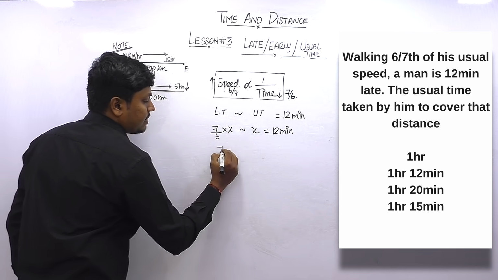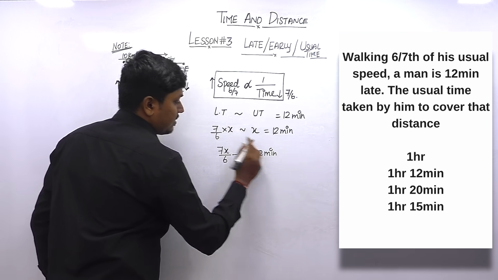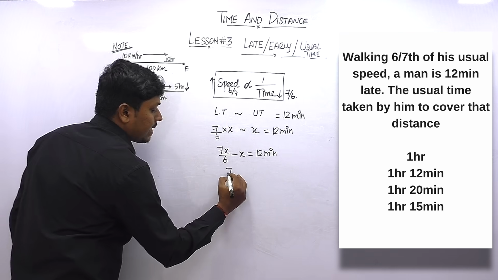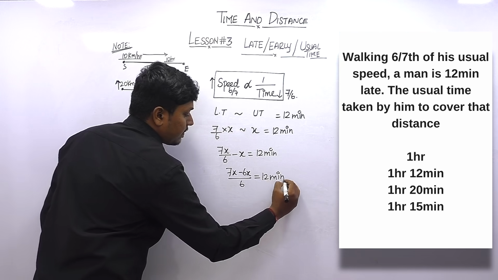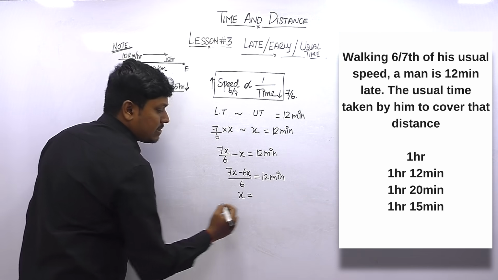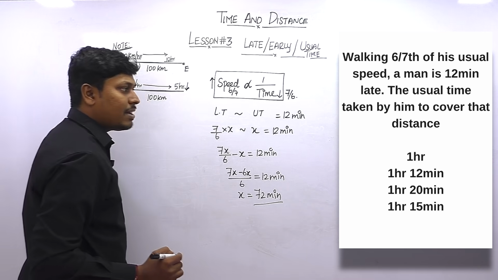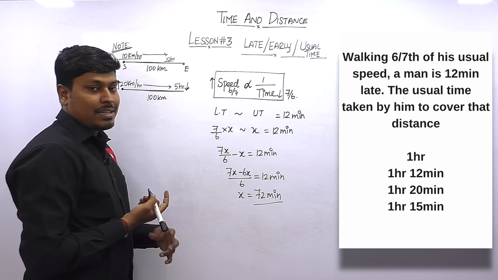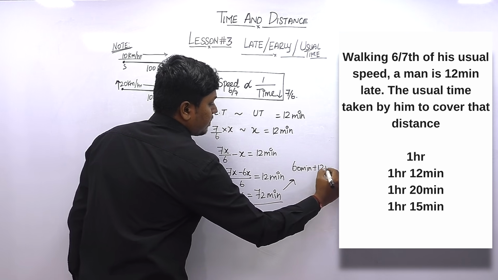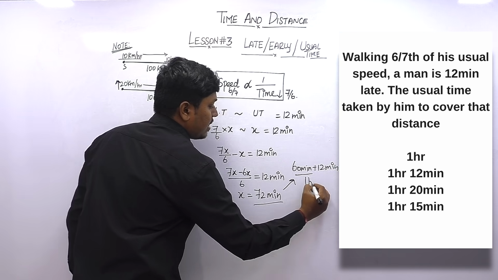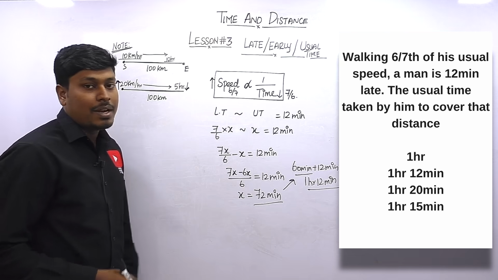Now we can subtract: 7x divided by 6 minus x is equal to 12 minutes, because it's a difference. So (7x minus 6x) divided by 6 is equal to 12 minutes. Finally, x is equal to 12 into 6, which is 72 minutes. But the options are in hours, so we can write 72 minutes as 60 minutes plus 12 minutes. 60 minutes is 1 hour, so the answer is 1 hour 12 minutes.